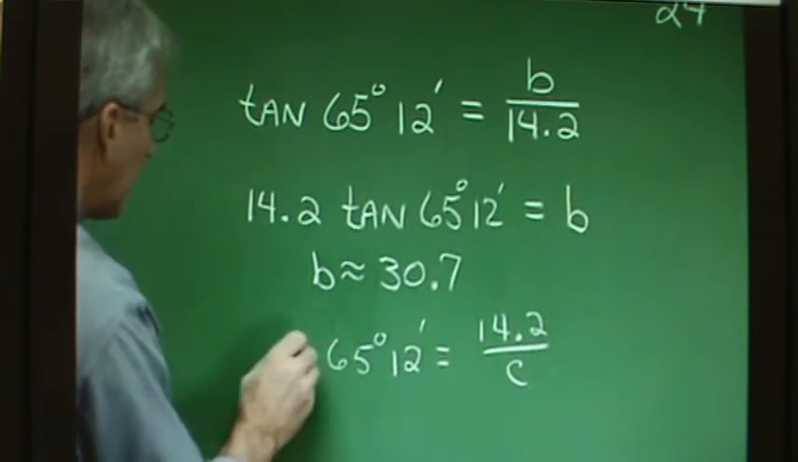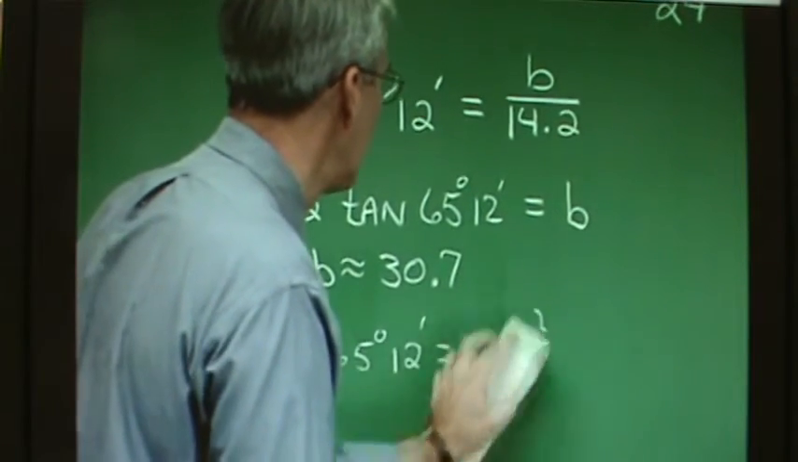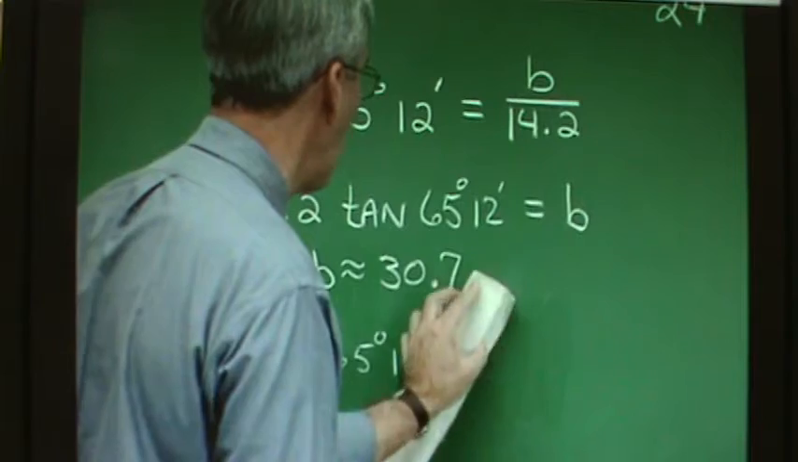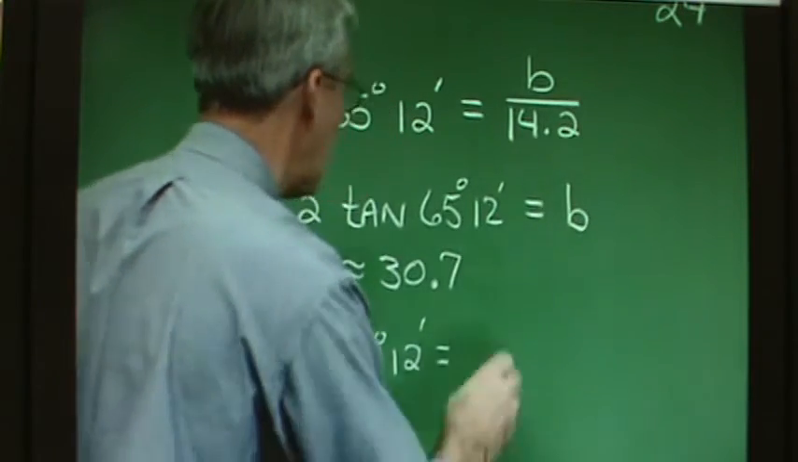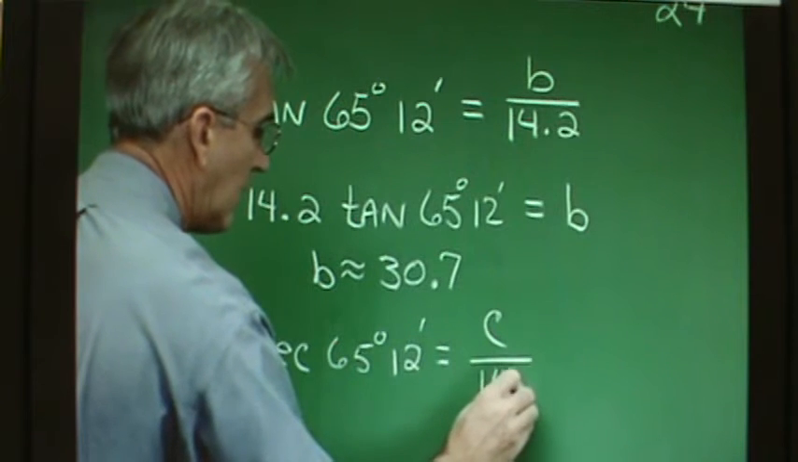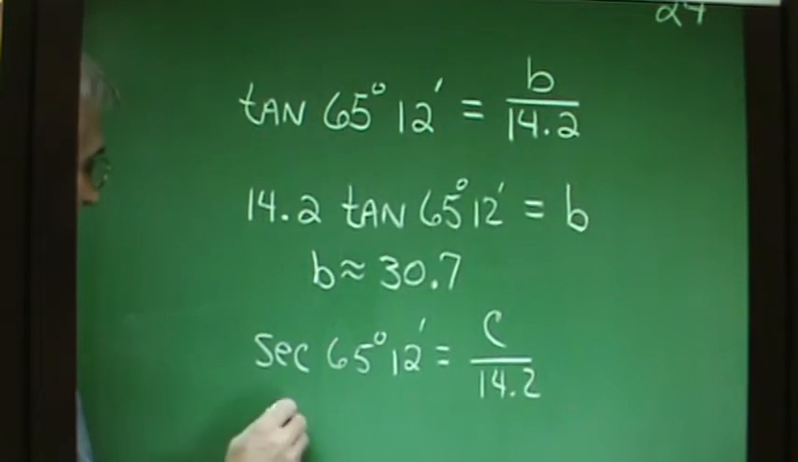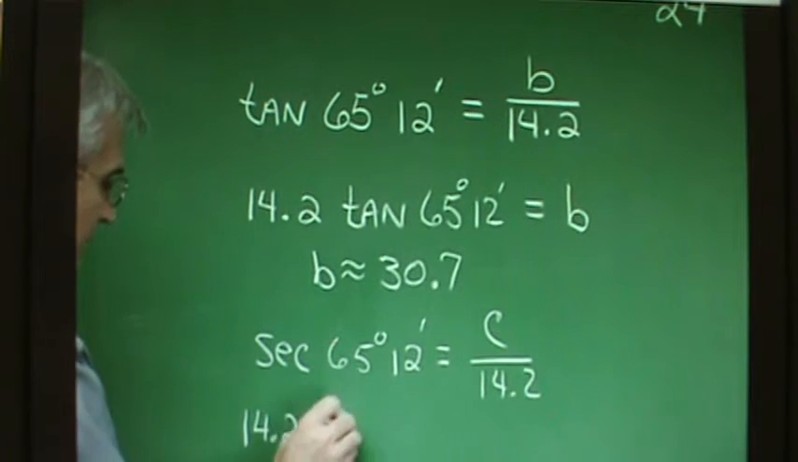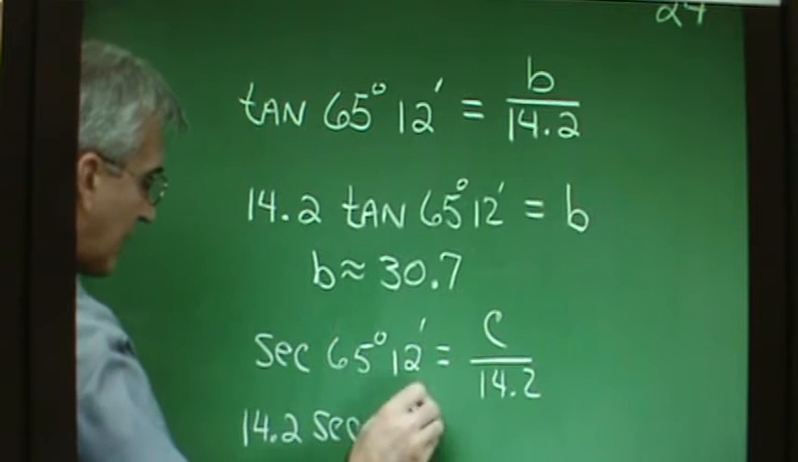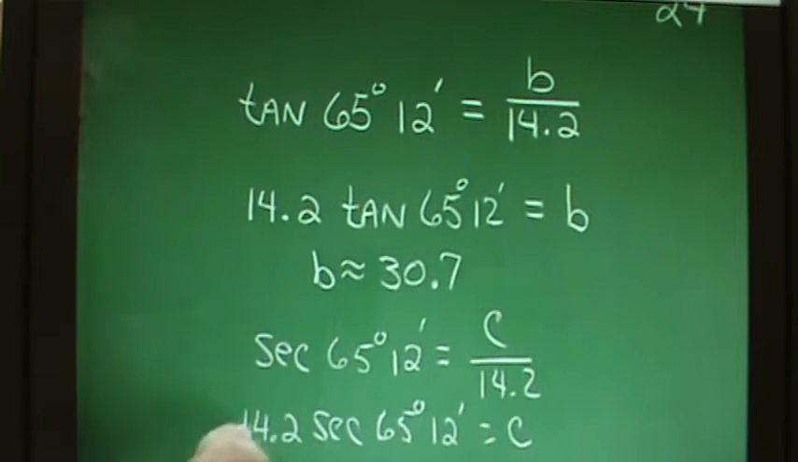So we might think about secant of the angle being the hypotenuse over the adjacent side, so that would be C over the adjacent side, 14.2. You see, and then using this technique, C then is 14.2 times secant 65 degrees, 12 minutes. And then you punch your calculator to get this.